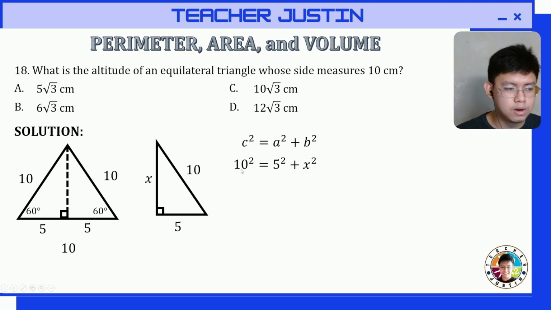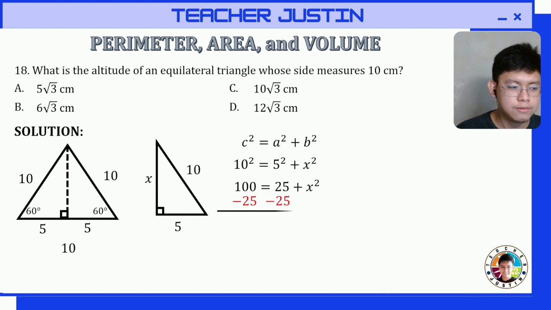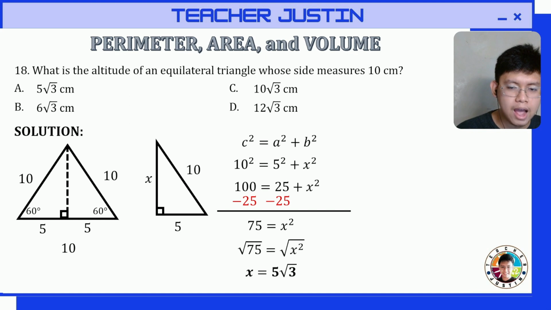Okay, so let's get the square of 10 and 5. That will give us 100 is equal to 25 plus x squared. So, let's transfer 25 to the other side of the equation by subtracting both sides by 25. So, that will give us 75 is equal to x squared. Tapos, let's get the square root of both sides. Now, the square root of 75 will be equal to 5 square root of 3. Okay? So, the measurement of our altitude will be equal to 5 square root of 3 centimeters. So, it will be letter A, 5 square root of 3 centimeters. And that's it. Ta-da! Alright.